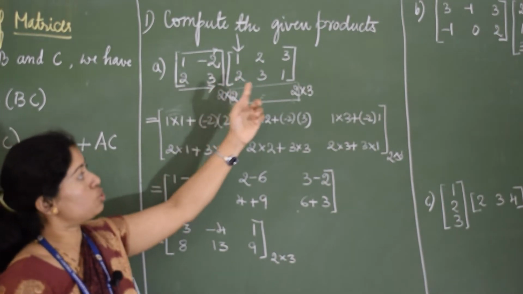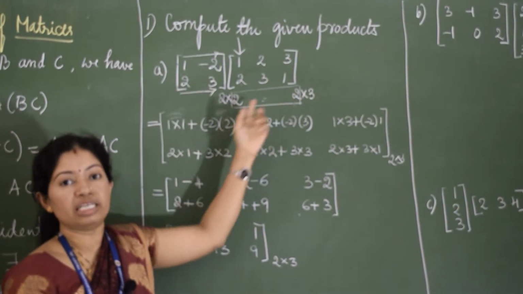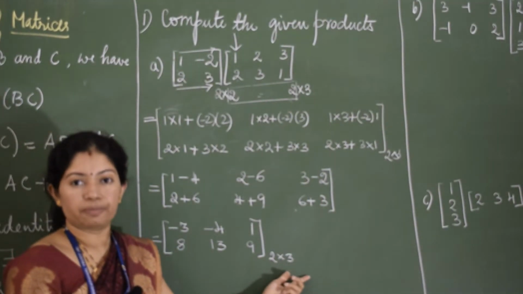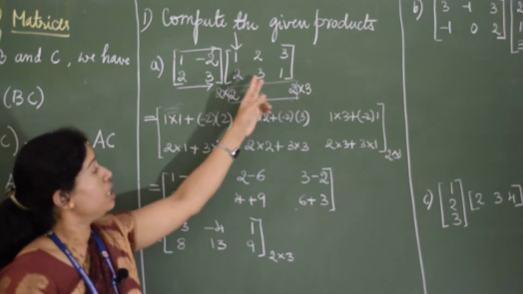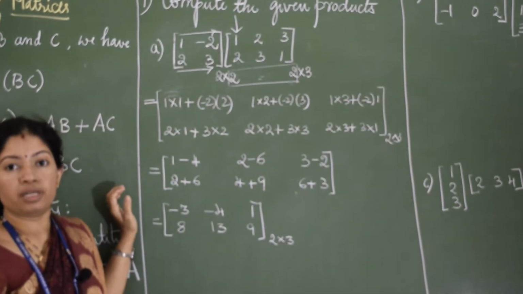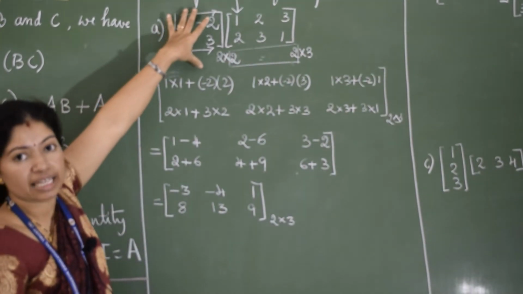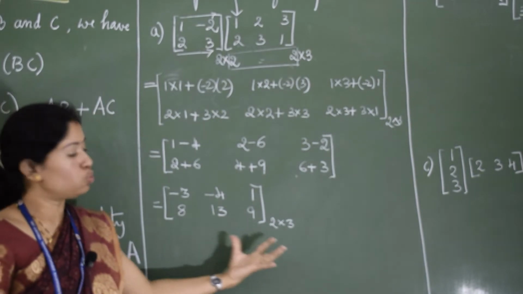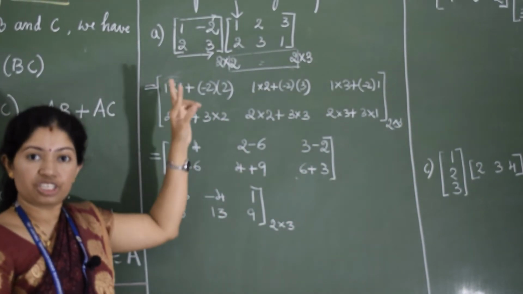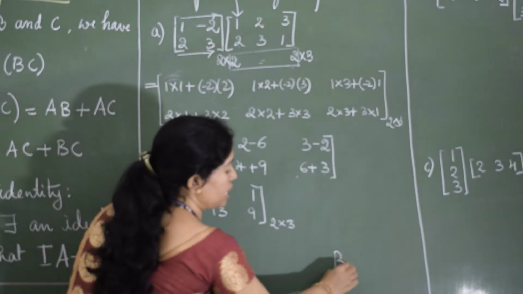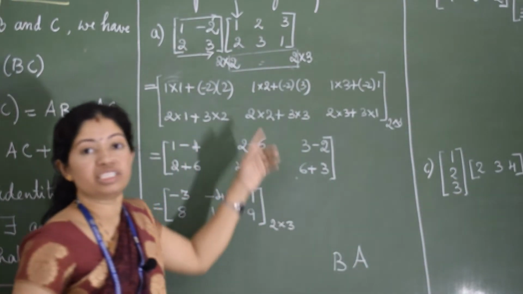Here it is 2 cross 2 and 2 cross 3. When you multiply, you get a matrix of order 2 cross 3. If I interchange these two matrices, is the product possible? If I take this matrix as A and this matrix as B, I got AB, a 2 cross 3 matrix. I will interchange these two now. I am going to take matrix B first, then I will multiply with the matrix A.